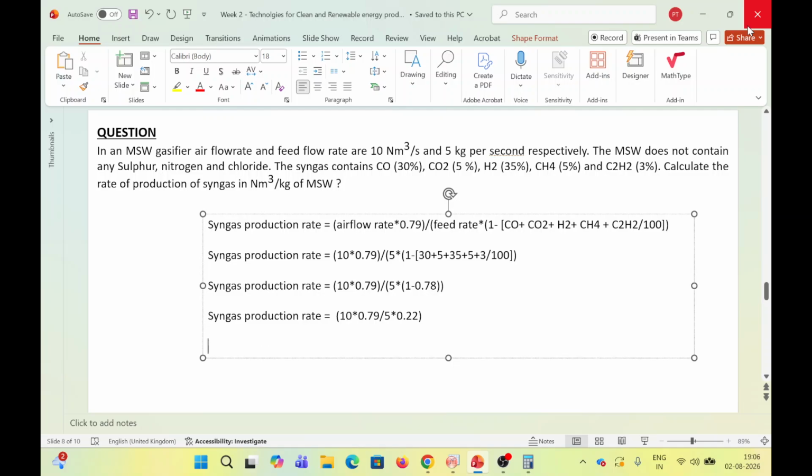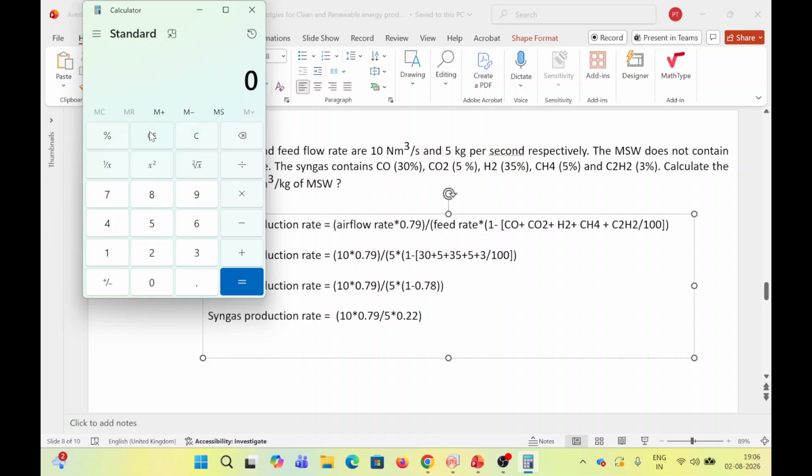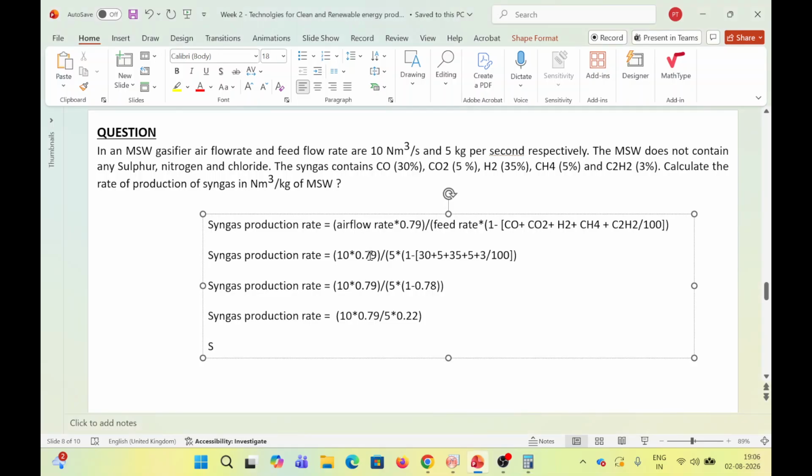So you can simplify 10 and 5 by a factor of 2, and then 2 by 0.22 is 1 by 0.11. So the final expression will be 0.79 by 0.11, which is 7.181. So syngas production rate is equal to 7.181 Newton meter cube per kg.